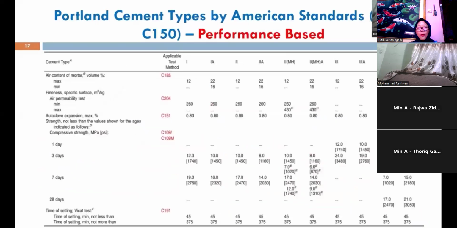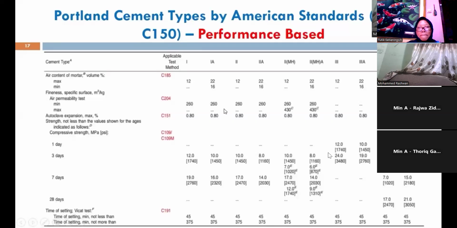And according to performance, the American Standard classifies the Portland cement based on the compressive strength and based on the setting time, as in the European standard. But the numbers are different from the European standard. The compressive strength is also measured after mortar preparation, and we measure the compressive strength of the different types of cements at 1 day, 3 days, 7 days, and 28 days.